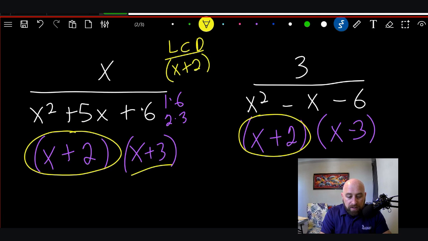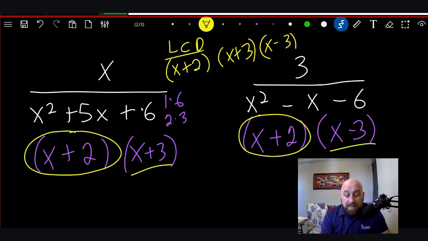And then we have an x plus 3 and an x minus 3. Whoa, that's lots of LCD right there. Yeah, it is, but that's fine. That's our LCD. So we factor it, and then we take each one of them unless there's a copy over in the other one. If there's a copy, we only take one of the copy.